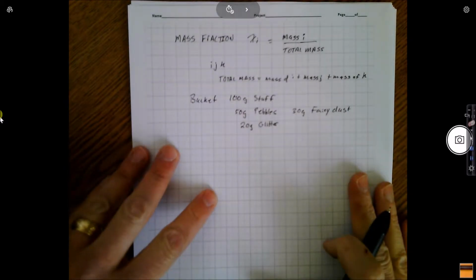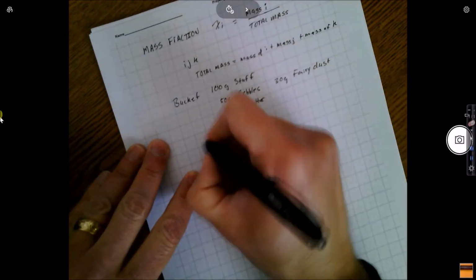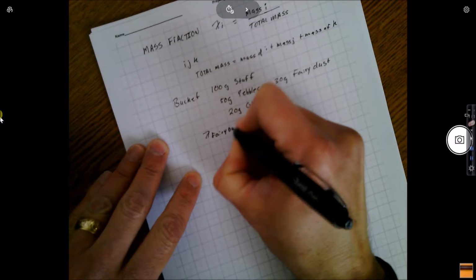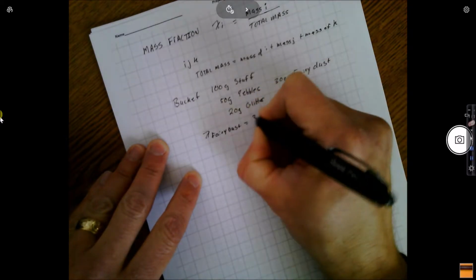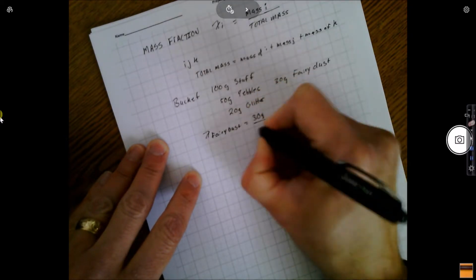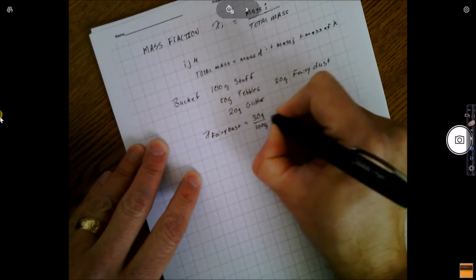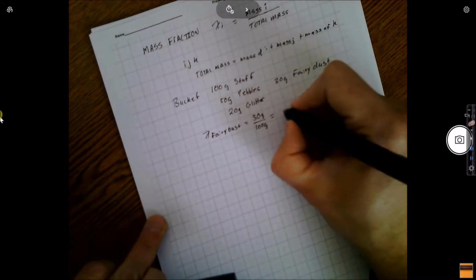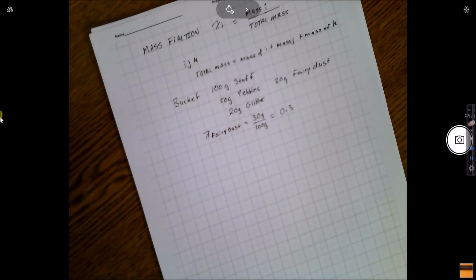So we want to know what the mass fraction of fairy dust is in my bucket, and it's a quite simple operation. The x of fairy dust is 30 grams over 100 grams. You can probably do this calculation in your head. 30 divided by 100, and I get 0.3. If you multiply that value by 100, it's 30%.